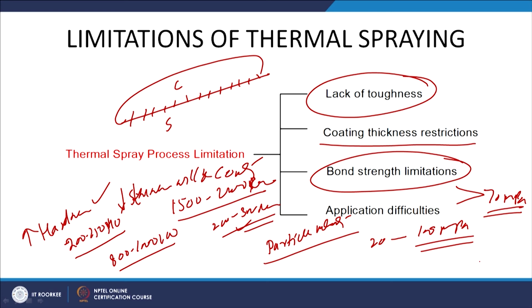But since the bond strength is influenced by a number of factors such as the surface roughness of the substrate, the cleanliness of the substrate, the particle velocity, and the rise in temperature of the substrate, all those factors will influence the bond strength of the coatings. So, there are limitations associated with the bond strengths. For example, flame spray coatings offer very limited bond strength, and exposure of the substrate material to the flame in turn lowers the bond strength.